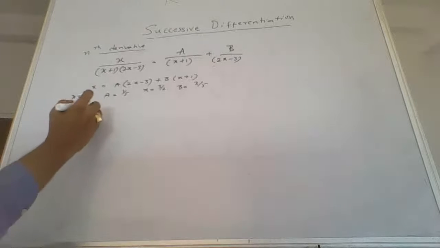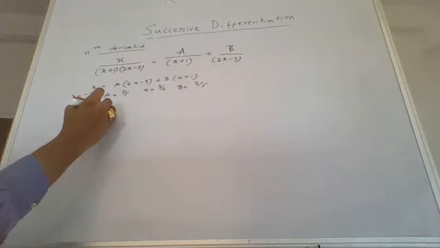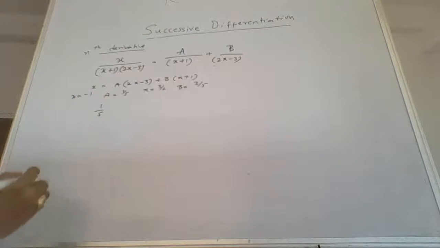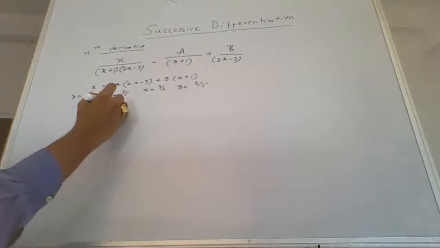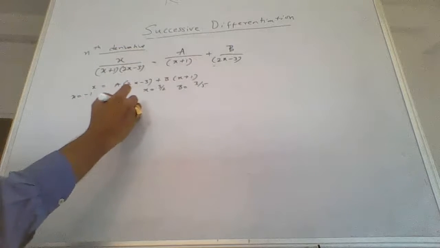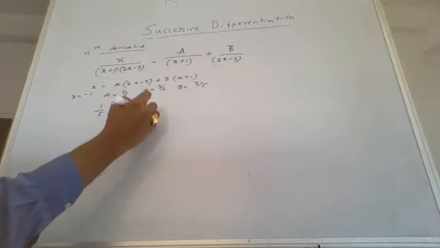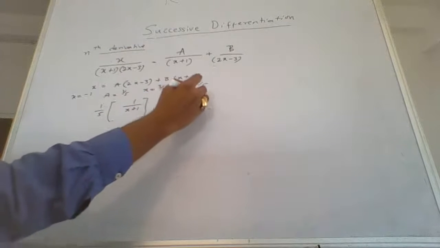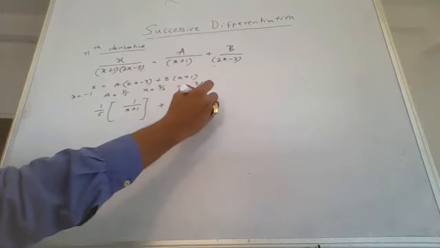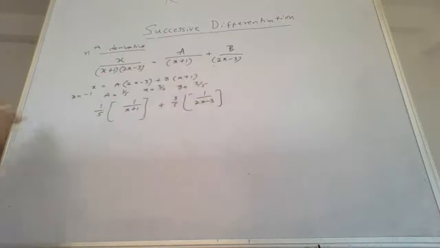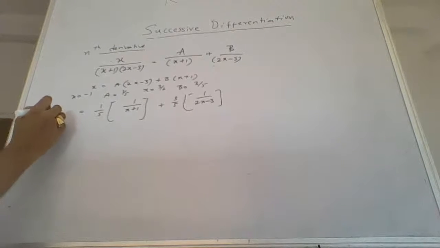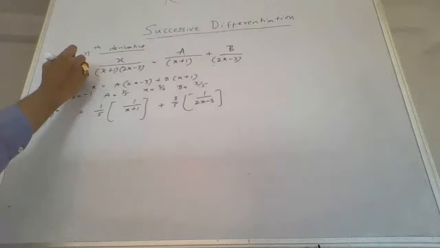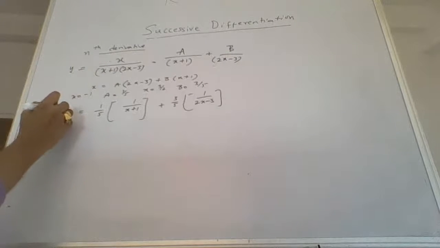So let us substitute it. I'll get 1 by 5 as common for both, this is for 1 by x plus 1, and this will be 3 by 5 for 1 by 2x minus 3. Let us find the nth derivative if I consider this as y.